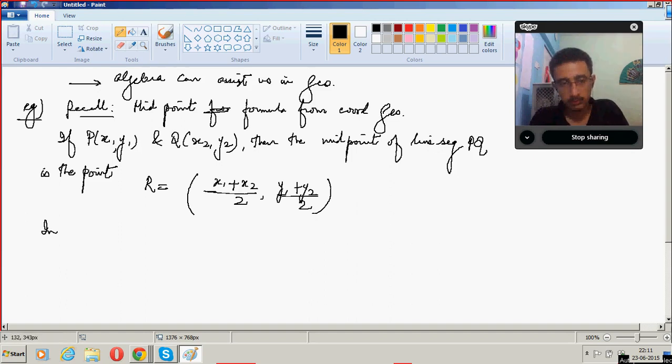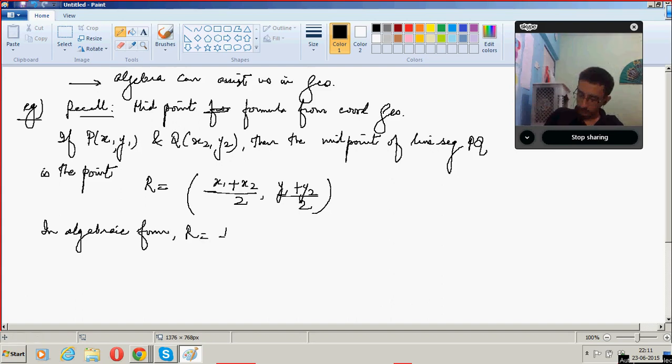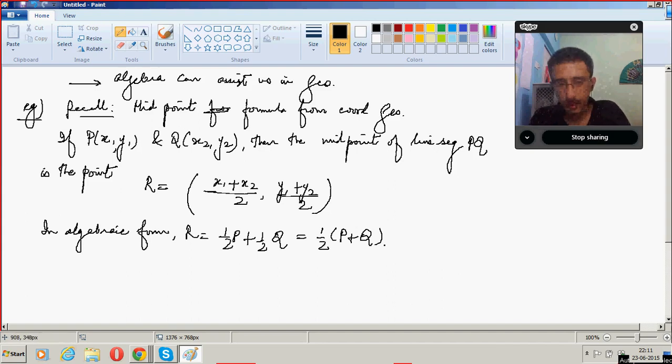In algebraic form, now see the charm of the method. In algebraic form, R is equal to half P plus half Q, equal to half of (P plus Q). Yes, sir.